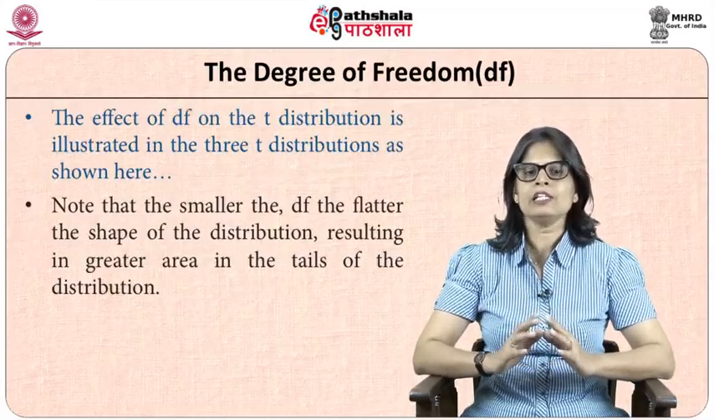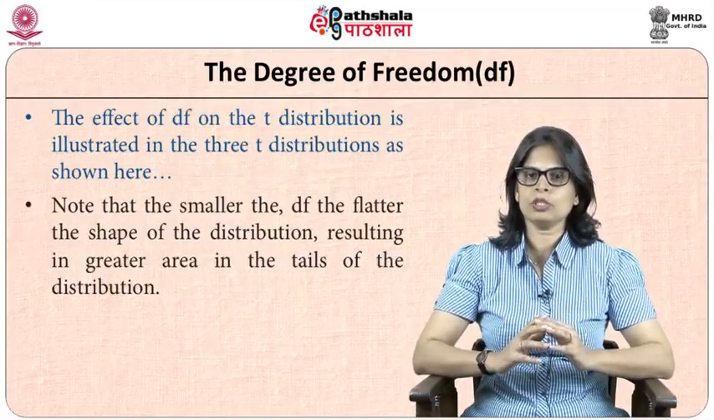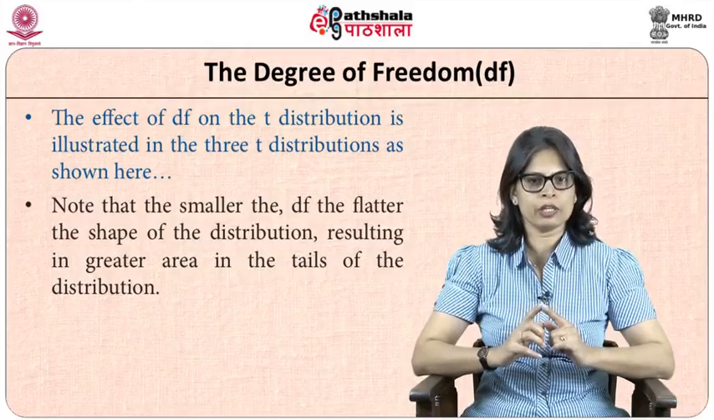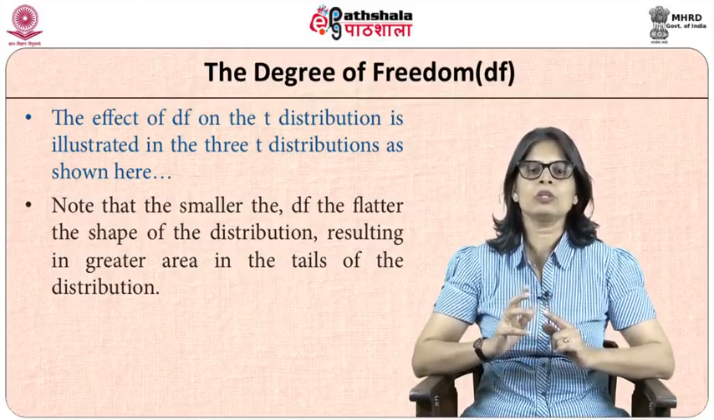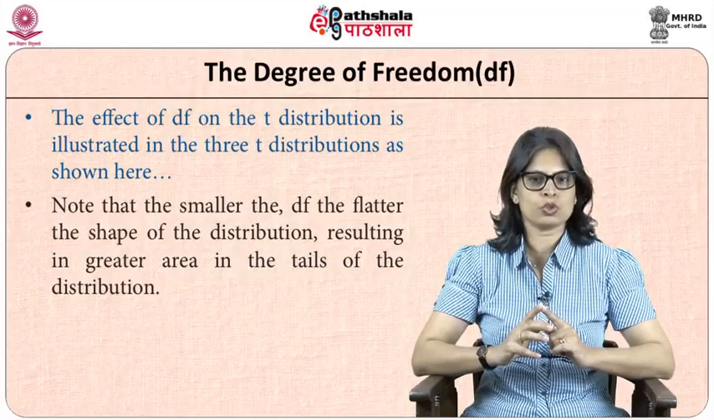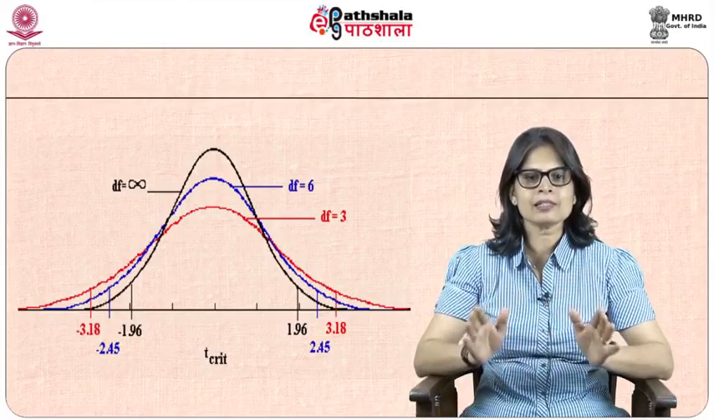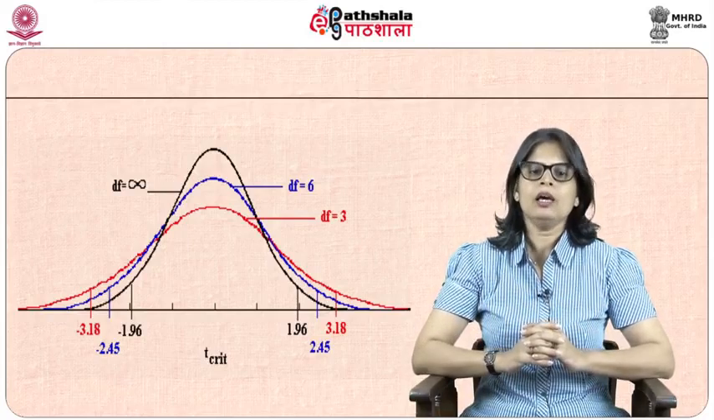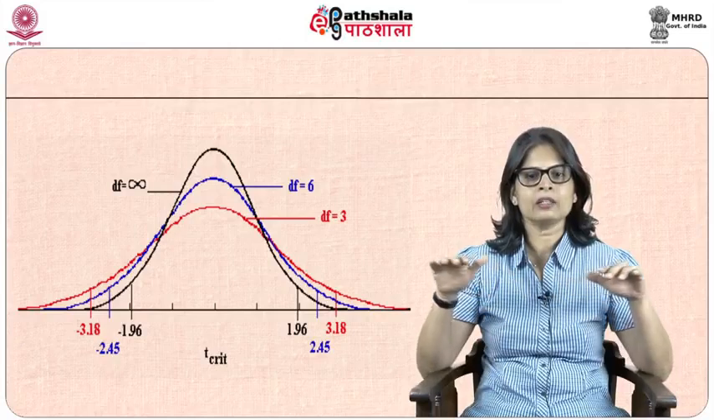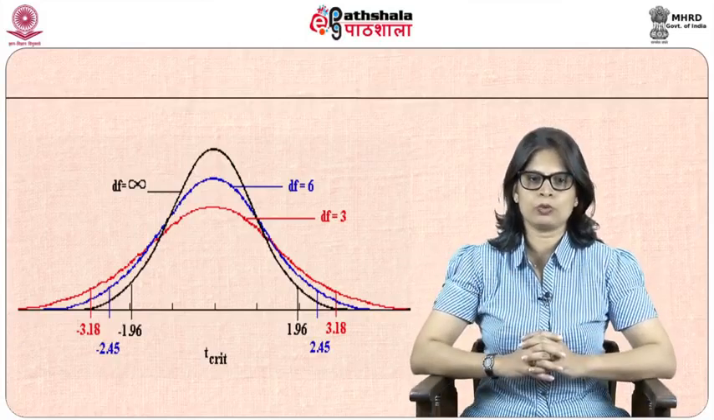The effect of the degrees of freedom on the t-distribution is illustrated in the adjacent figure with respect to the 3 t-distributions as shown. Note that the smaller the degrees of freedom, the flatter is the shape of the distribution, resulting in a greater area towards the tails of the distribution.